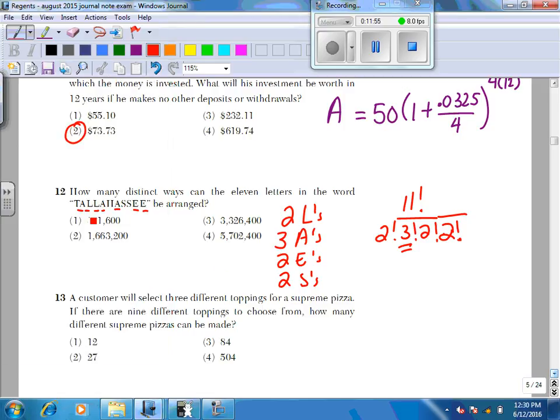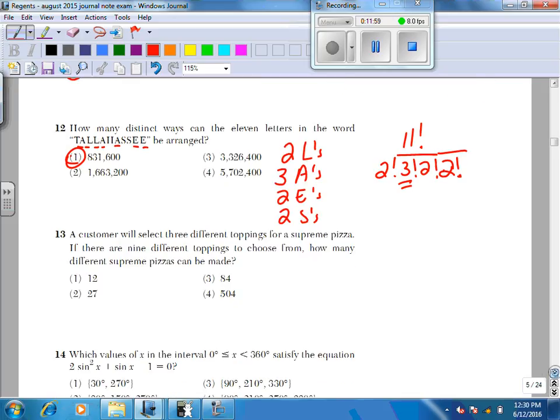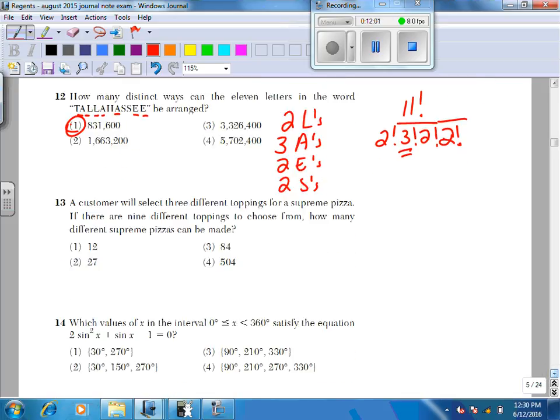831,600, choice 1. Number 13, we have to figure out whether or not order matters. If we're choosing toppings for our pizza, the order does not matter, so we're going to use a combination. We have 9 toppings to choose from, and we want to choose 3 of them. Plug that in your calculator. Same thing, it's in the PRB menu, and the answer is 84.